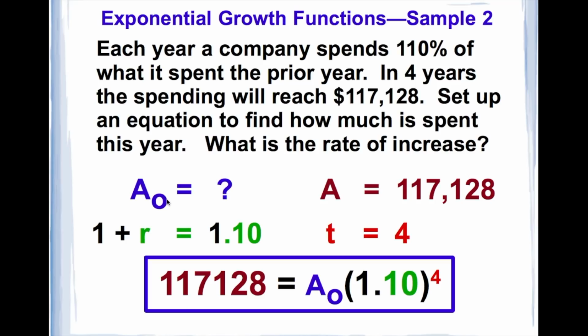So we don't know what we're beginning with, but we have the final amount after 4 years of $117,128, so that goes over here. 1 plus r is given as 110% already. So as a decimal, that's 1.10. That makes the rate of increase 10%, or 0.1. So we have the final amount. Here's the beginning amount that's missing. Here's our 1.10 to the 4th power.